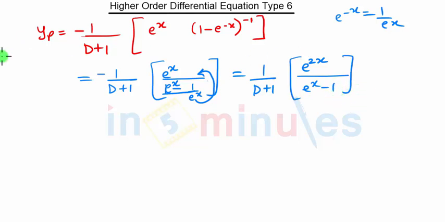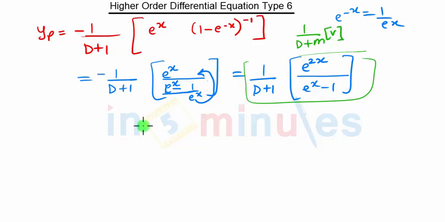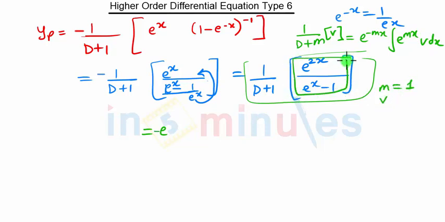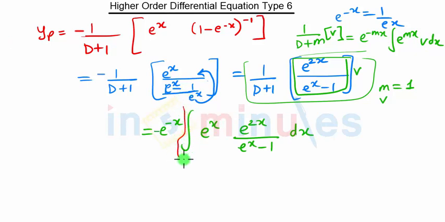Now again this equation is of the form 1 upon D plus m into V. So again we are going to apply the same formula, that is e raised to minus mx integration of e raised to mx into V dx. So e raised to minus m, in our case m is 1, this part is V. So e raised to minus x integration of e raised to x into V into dx. We have to perform this integration.